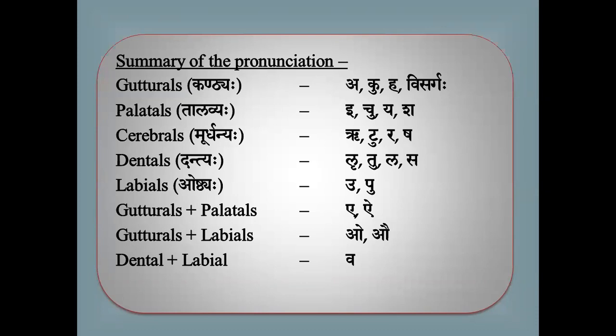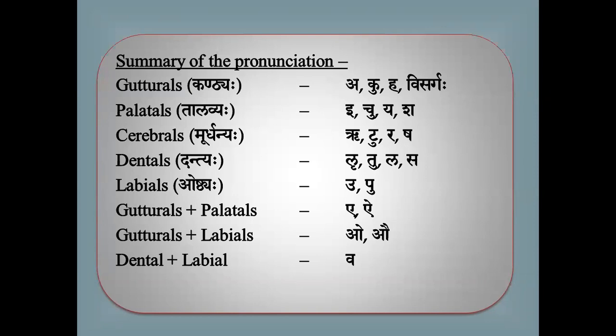U, and Pavarga, Pu. They are Oshtyaha. So, all the letters' ucharana sthanam is given. A, I, we know, is guttural plus palatal. O and Au are guttural plus labial, and Va is separately written. Why? Because it is dental plus labial. So, all the 33 consonants and the 13 vowels, the place of pronunciation, is summarized like this.